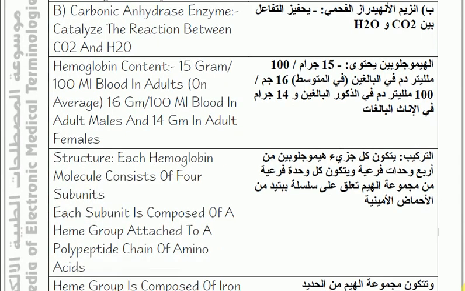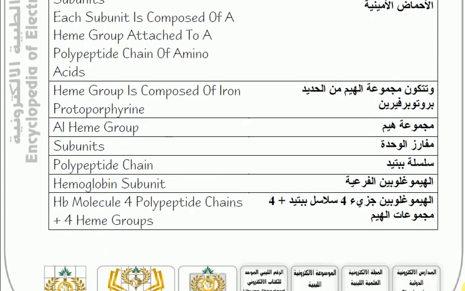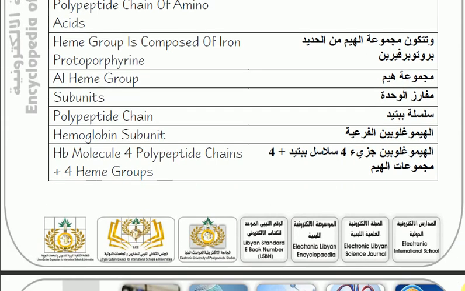Hemoglobin content: 15 grams/100 ml blood in adults on average, 16 gm/100 ml blood in adult males and 14 gm/100 ml blood in adult females. Structure: each hemoglobin molecule consists of 4 subunits. Each subunit is composed of a heme group attached to a polypeptide chain of amino acids. Heme group is composed of iron protoporphyrin. Hemoglobin subunit. Hb molecule: 4 polypeptide chains plus 4 heme groups.